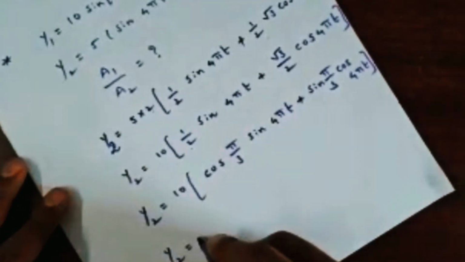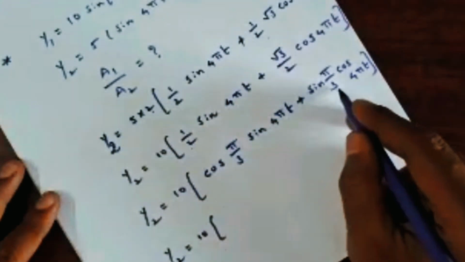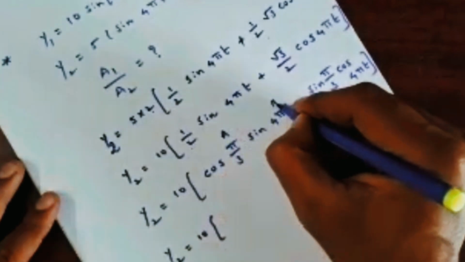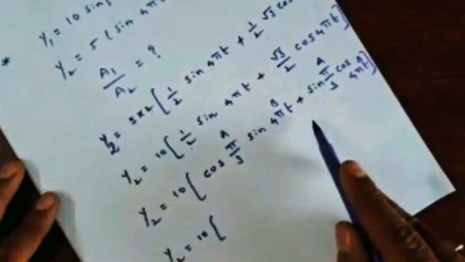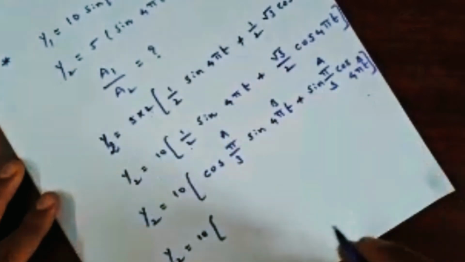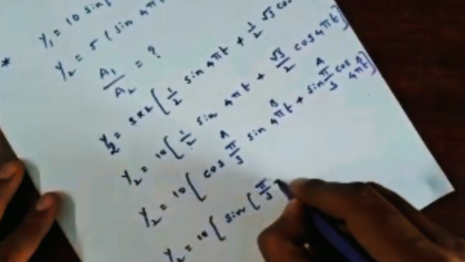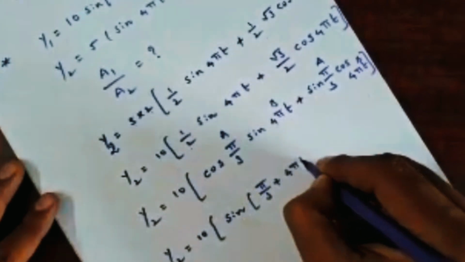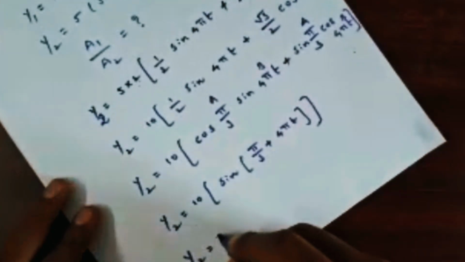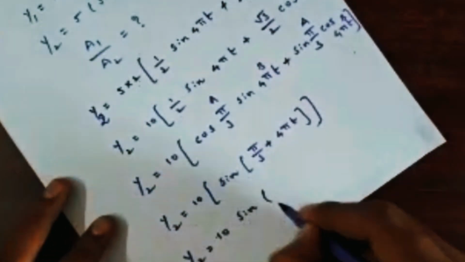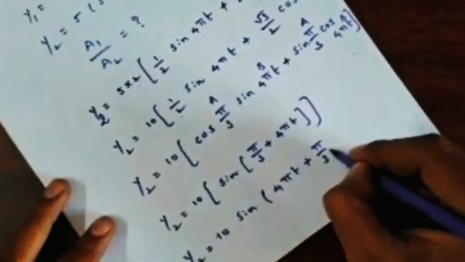Now y2 is equal to 10 (cos A sin B plus sin A cos B). This is A and this is B. Cos A sin B plus sin A cos B is nothing but sin of (A plus B). A is pi by 3, B is 4 pi t. Rearranging, y2 is equal to 10 sine of (B plus A), both are the same: 4 pi t plus pi by 3.